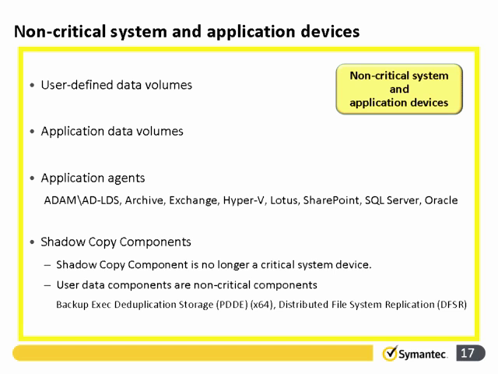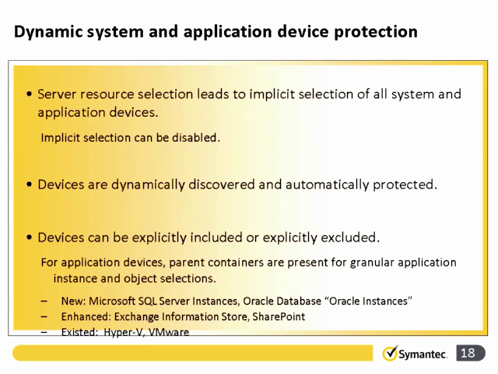Shadow copy components often show up as non-critical. This really depends on what's being stored in those shadow copy components. By default, Backup Exec will automatically back up all of the critical system pieces when you tell it to back up the server. So we use implicit selection, which is also known as dynamic inclusion. We will automatically discover and protect any volumes that have been added to that server. You can explicitly include or exclude devices, and we've talked about that in more detail in the backing up data lesson.